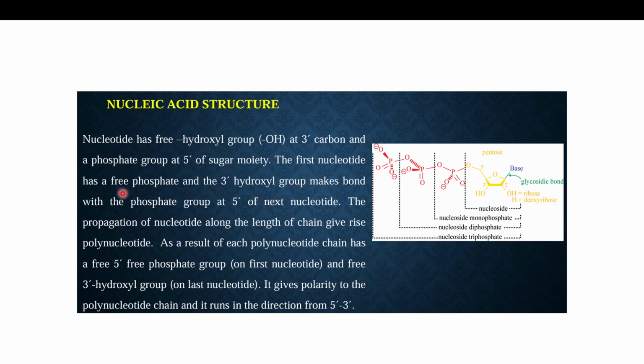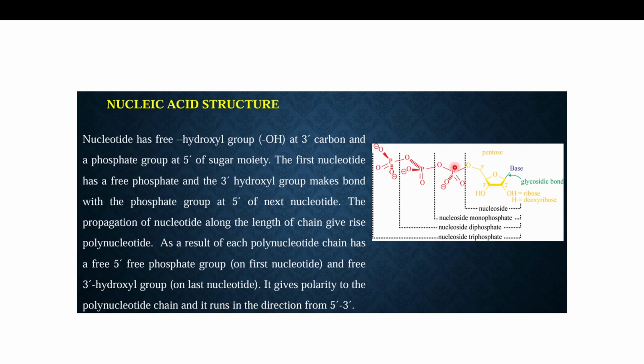And the first has a free phosphate, and the 3' hydroxyl group at the 3' carbon position makes a bond with the phosphate group at the 5' of the next nucleotide in question. The propagation of nucleotides along the length of the chain gives rise to a polynucleotide. As a result, each polynucleotide chain has a free 5' phosphate group on the first nucleotide, this one, and a free 3' hydroxyl group on the last nucleotide, this one, once consecutive nucleotides are joined.